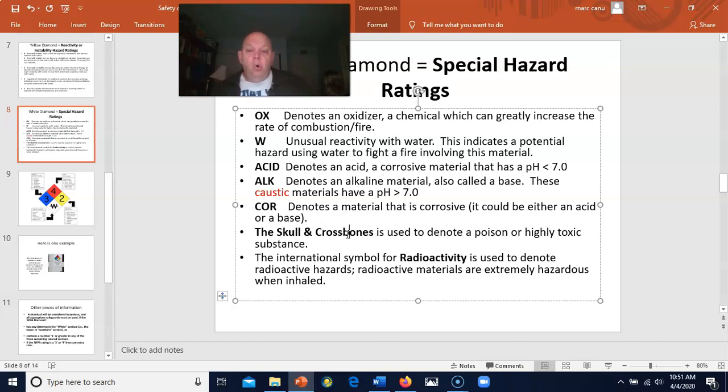Now, when you look at COR, it tells us that this is a material that is corrosive. It could be either an acid or a base. It might be something else. It depends. Okay. Now, skull and crossbones.